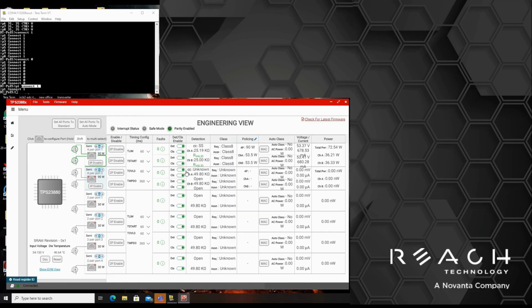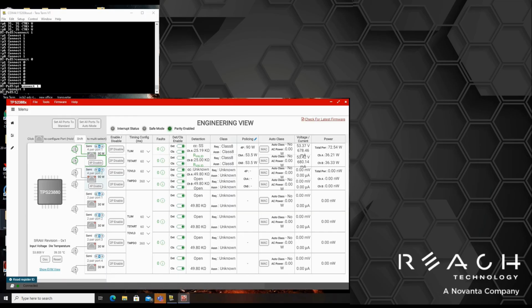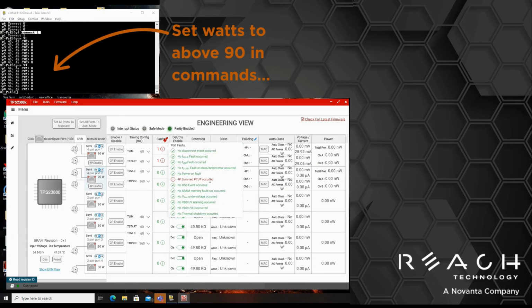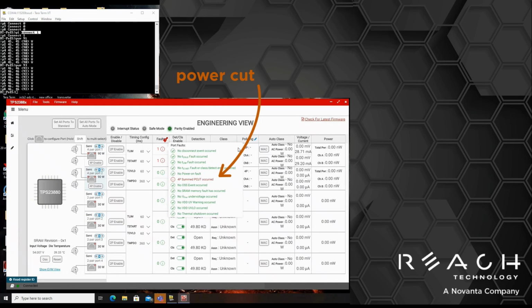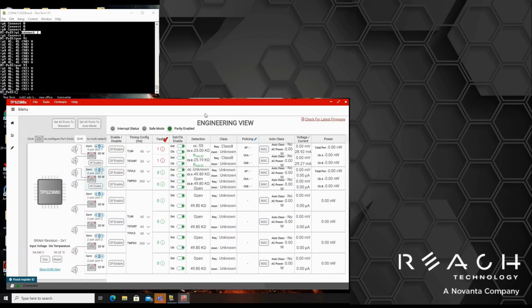Class determines what powers are allowed. So you've got a maximum of 15.4 watts at class 0, and then 90 watts at class 8, with steps in between. This is how much it's policing. That's what the PSE is saying: don't go above 90 watts, and if power draw goes above that, shut it off. So you can see we got a power cut because we went above what the policing was set to.